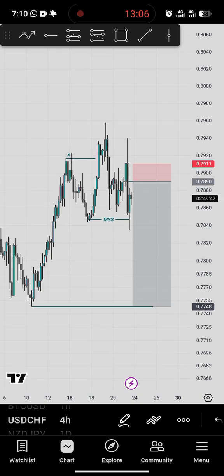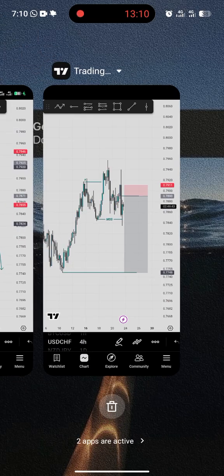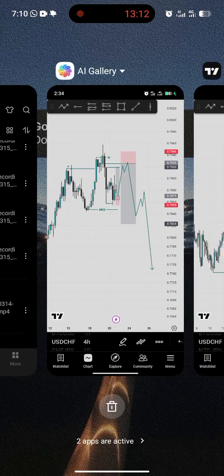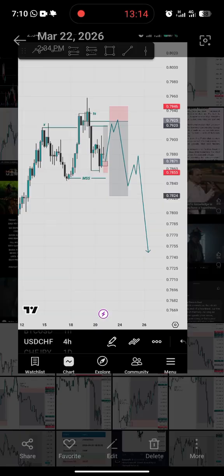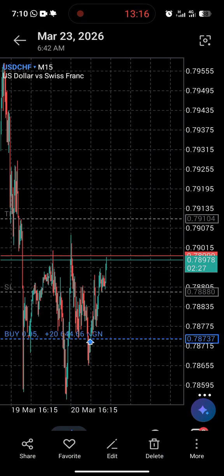This was the trade I took on Monday. Let me show you. This was the buy when I took the buy. The sell, I didn't take because I was busy at work. So this was the buy. Do you guys now see? I was already running.